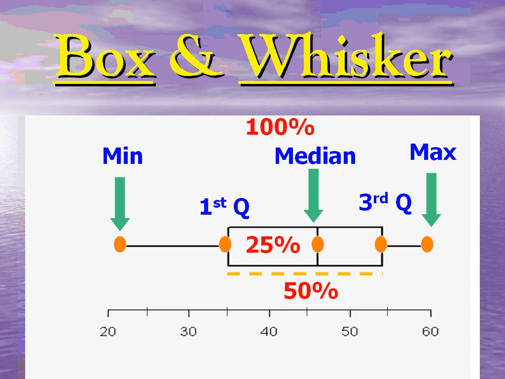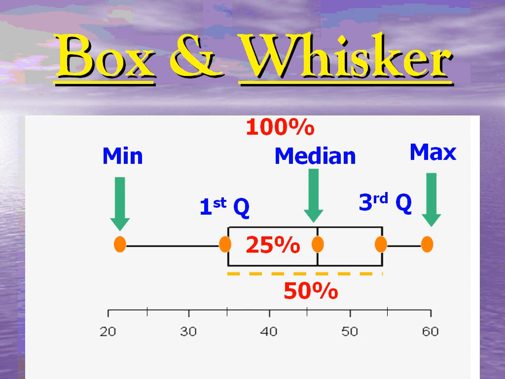Now, I know students come up with a question, and it's a very good question. They say, well, I don't understand something, Mr. Besh. You see, from the minimum to the first quartile, the whisker is longer than the third quartile to the max. And you told us that they both represent 25%. Yes, they do. And there's a simple reason for that. And I'm going to use a small example.